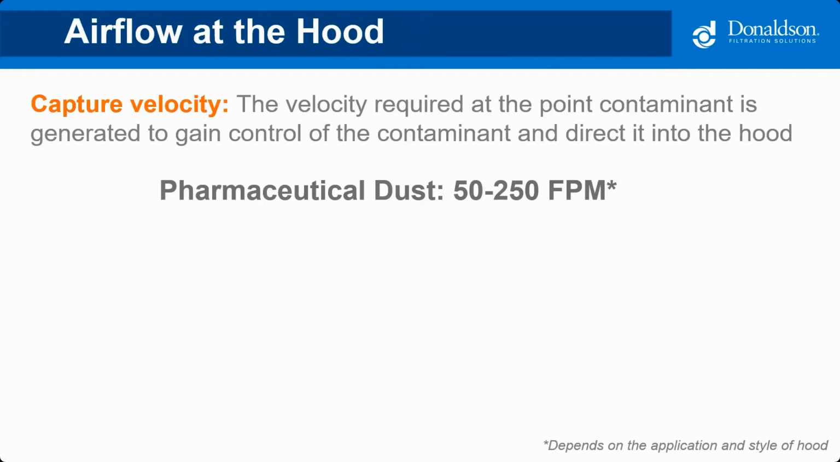So when determining the required airflow at the hood, the main design factor is called the capture velocity. And this is the velocity that's required at the point where the dust is generated in order to gain control of that dust and direct it into the hood. For pharmaceutical manufacturing, capture velocity is typically somewhere around 50 to 250 feet per minute, although it depends on the application and the style of the hood and the nature of the dust particles.